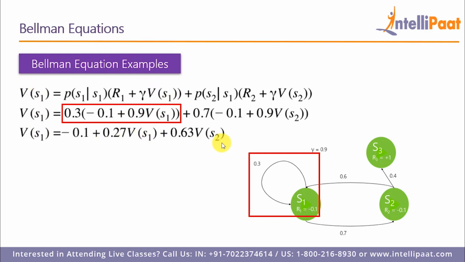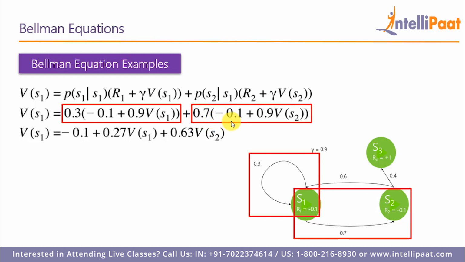So we'll get an equation of this form. The second transition that we can do from state S1 is to S2, which has a probability of 0.7, the reward that we'll get is minus 0.1, the value of gamma is 0.9, and then we have the value of state S2 that we'll calculate later on. So the final equation that we'll get is this equation. This is our state value function using the Bellman equation for the state S1.